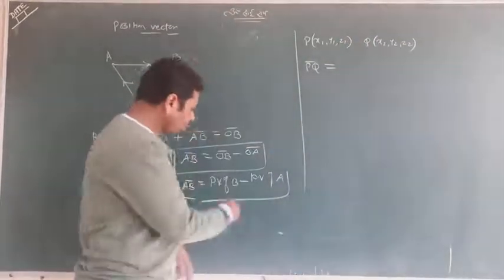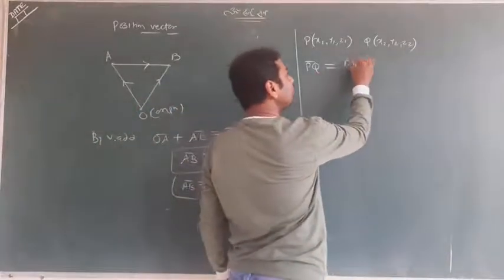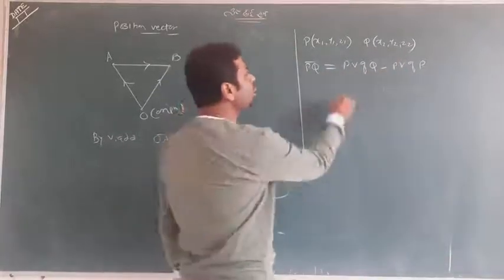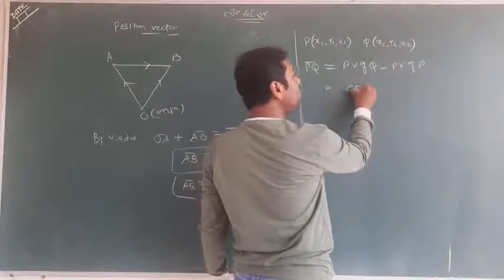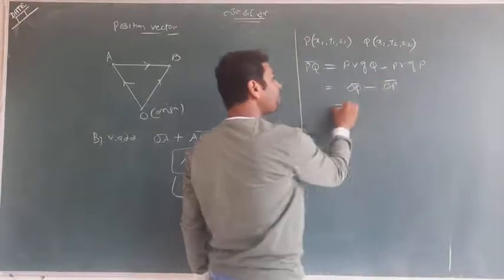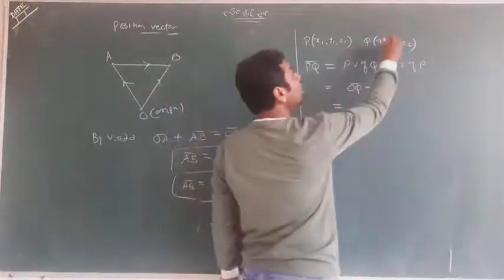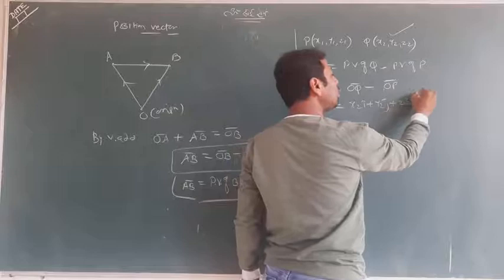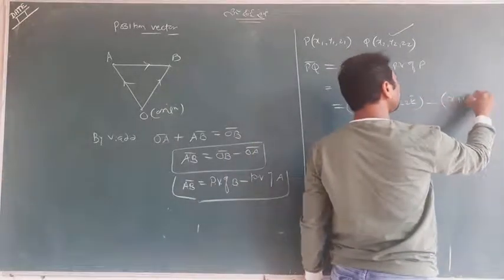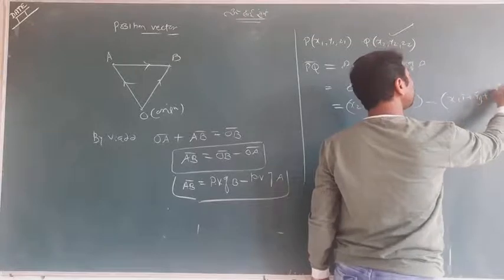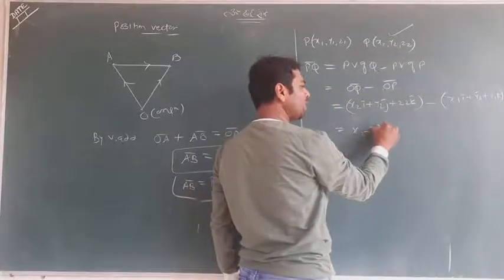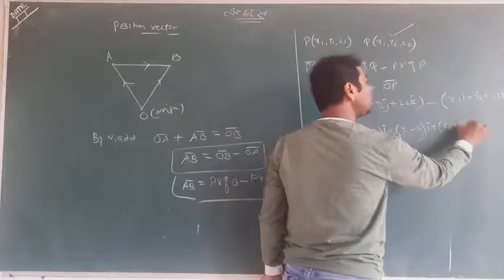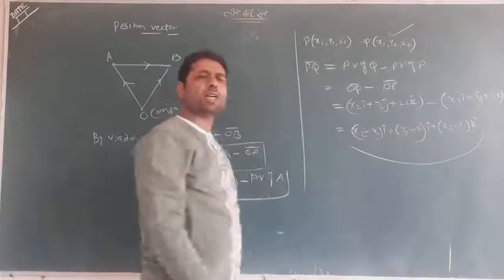But okay, use this concept: position vector of Q minus position vector of P. And what is the position vector of Q? Position vector of Q means OQ and position vector of P means OP. What will OQ be? x2i, y2j, z2k, and OP means x1i, y1j, z1k. Now subtract. The same comes: (x2 minus x1) i, (y2 minus y1) j and (z2 minus z1) k. The same thing is coming which I already taught you.